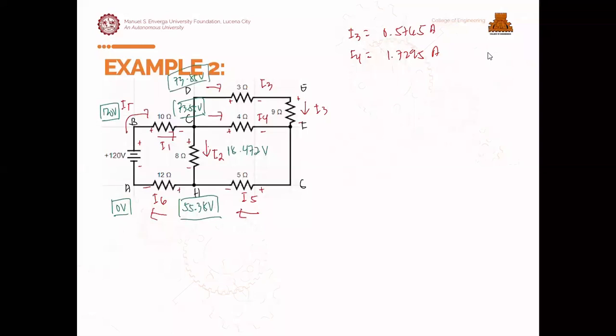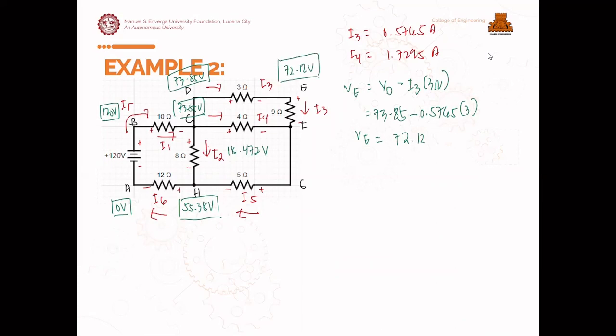Then dito from D to E, towards negative tayo. So VE will be equals to VD minus I3 times 3 ohms. Okay, that will be 73.85 minus 0.5765 times 3. So that's 72.12. No? So at dito 72.12 volts tayo.